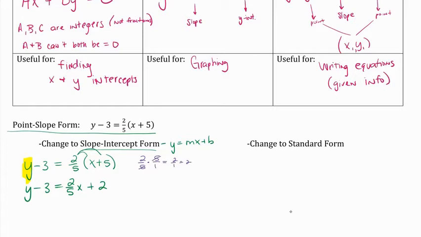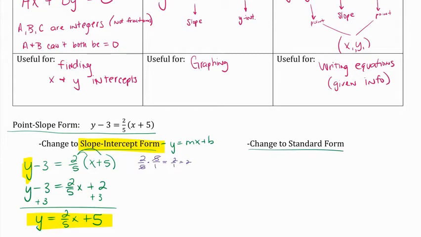Okay, now I can get rid of this 3. So I'm going to add 3 here, and I'm going to add it to its like term on the other side. So I'm going to add it to the 2, and I end up with y equals 2/5 x plus 5. And there is our slope-intercept form, right? So that is our slope-intercept form. Ta-da! Okay, then in this next one, now I want to change it to standard form, right?